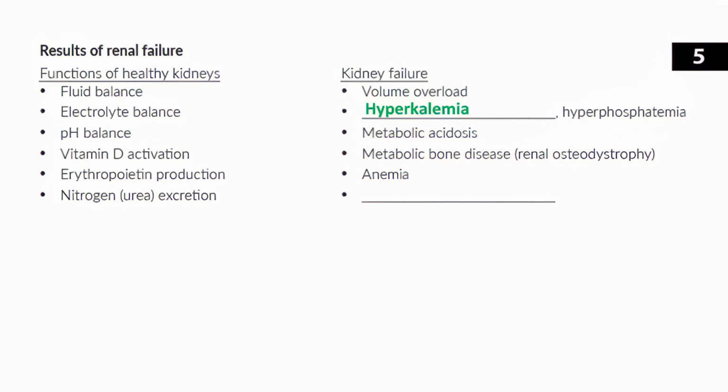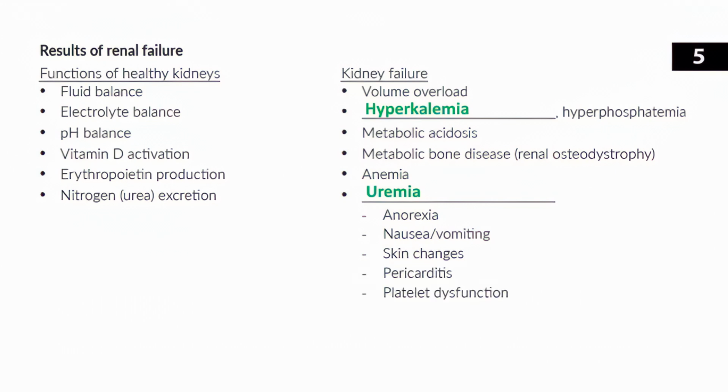And we said that excess urea is called azotemia, but when that urea gets really high, it causes something called uremia. Uremia is a syndrome that includes anorexia, nausea and vomiting, skin changes, pericarditis, platelet dysfunction and an inability to stop bleeding, and encephalopathy, which could manifest as lethargy, confusion, seizures, coma, and death.